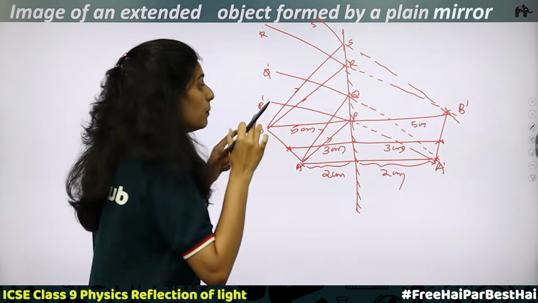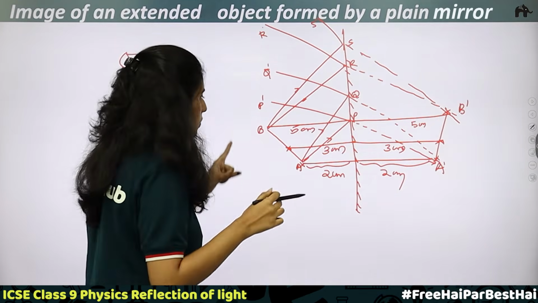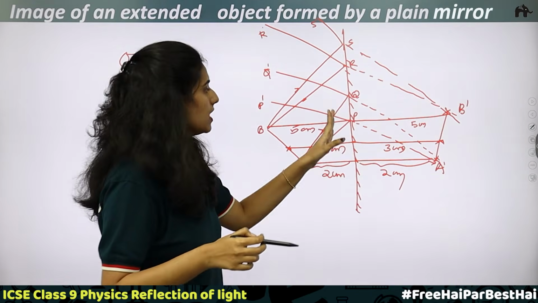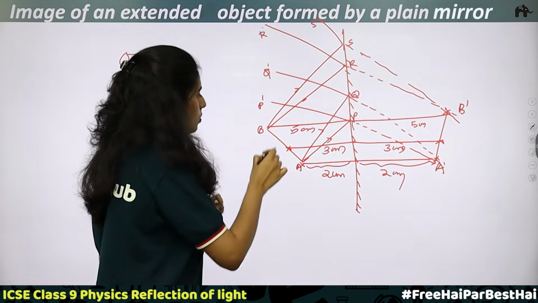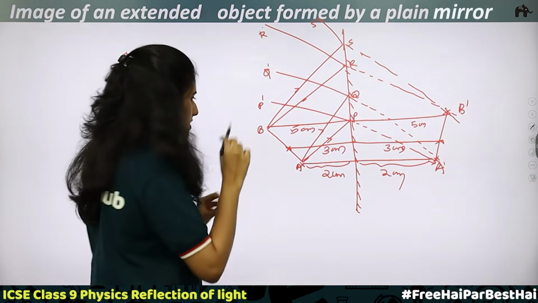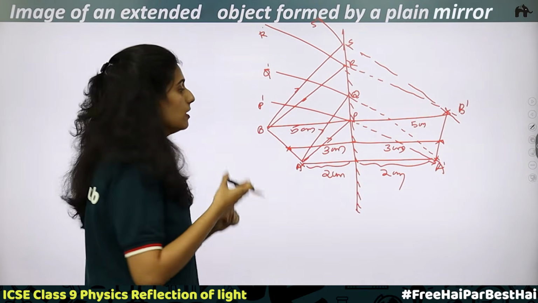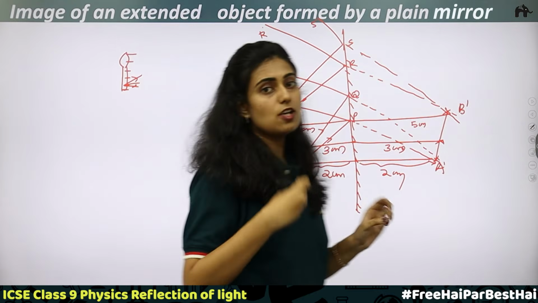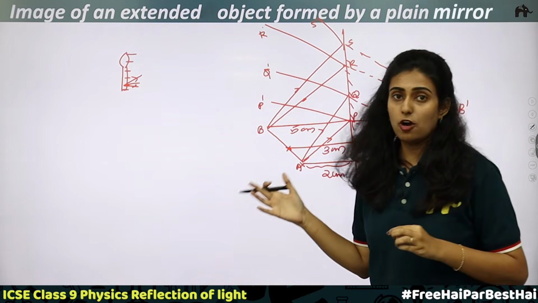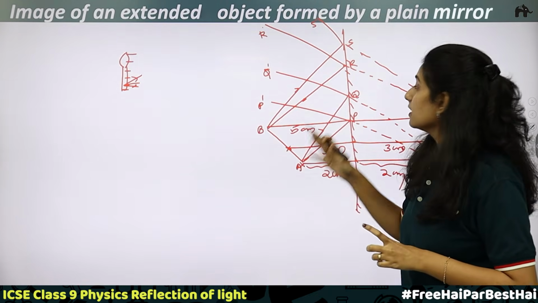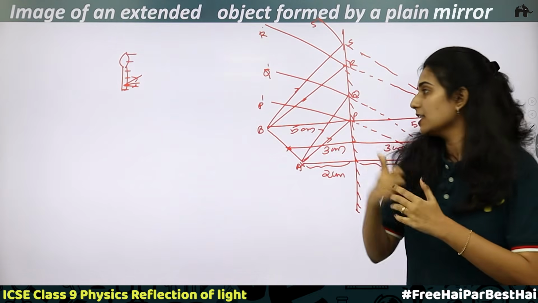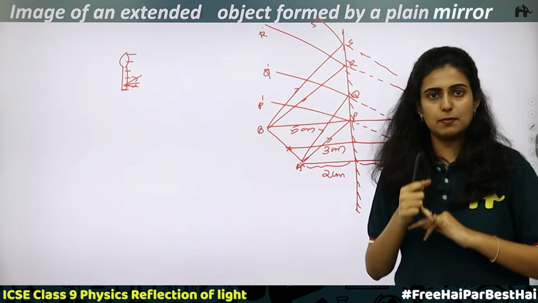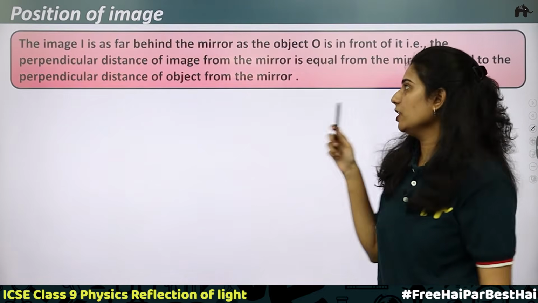This distance is a perpendicular distance. The perpendicular distance of each point of the image from the mirror will be equal to the perpendicular distance of the corresponding point of the object from the mirror. So this is the case of an image that is formed by an extended object. In the case of a plane mirror, the image that is formed will be a virtual image, and it will be an erect image.